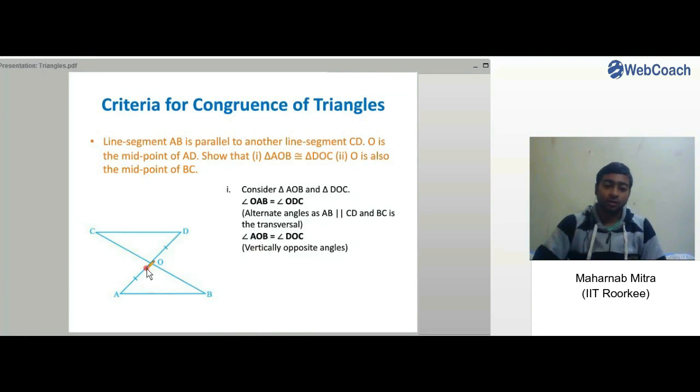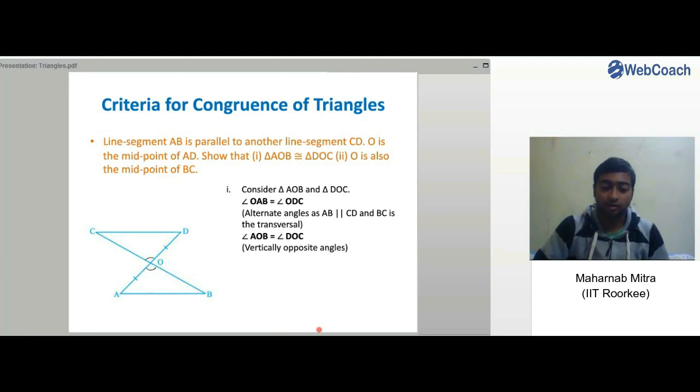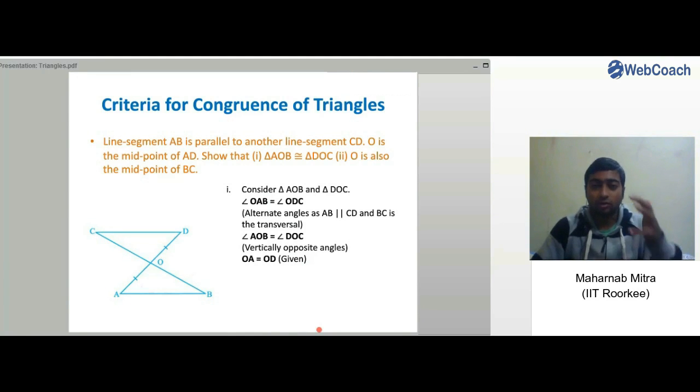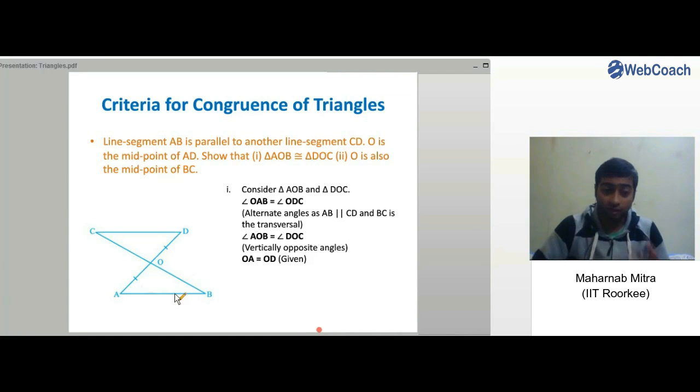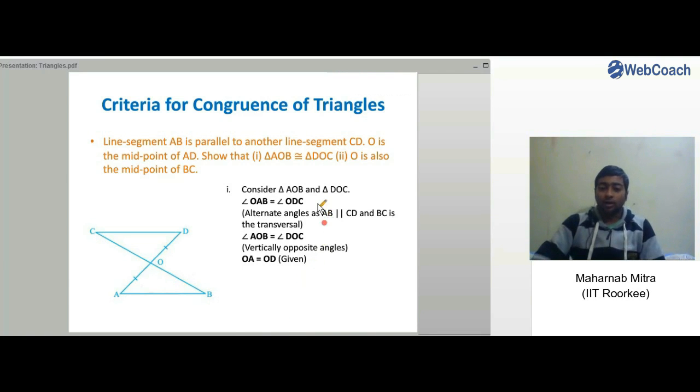And our second criteria for angle, this angle, angle AOB must equal angle DOC. And why? Because they two are vertically opposite angles, and vertically opposite angles are always equal, right? So angle AOB must equal angle DOC, vertically opposite angles. And our third condition, which is the condition of a side, is OA equals OD, right? Because it is given that O is the point which bisects the line segment AD. O is the midpoint of the line segment AD. So AO must equal OD.